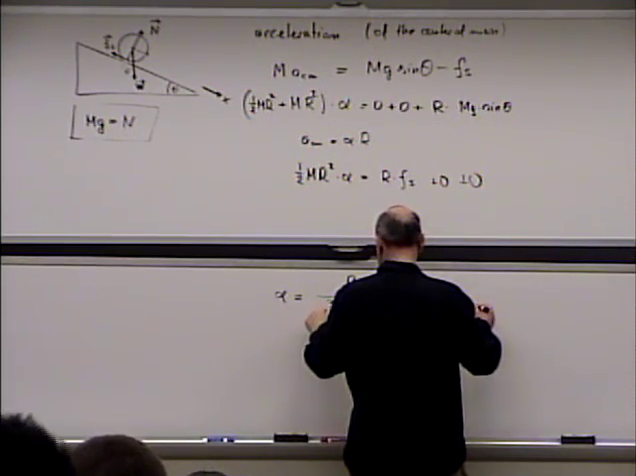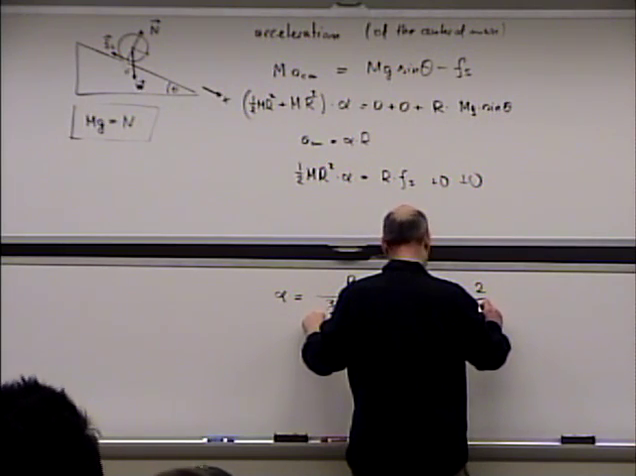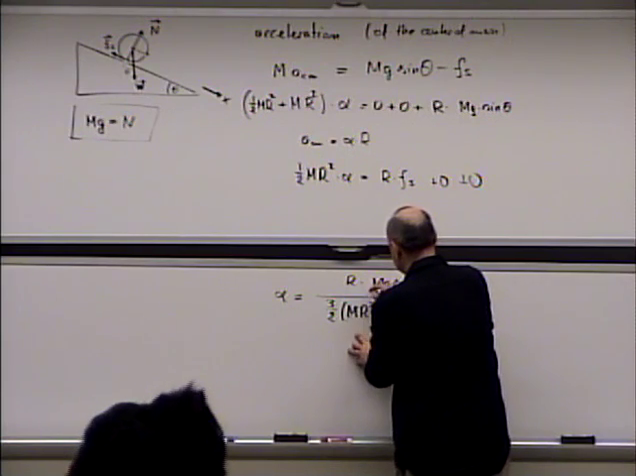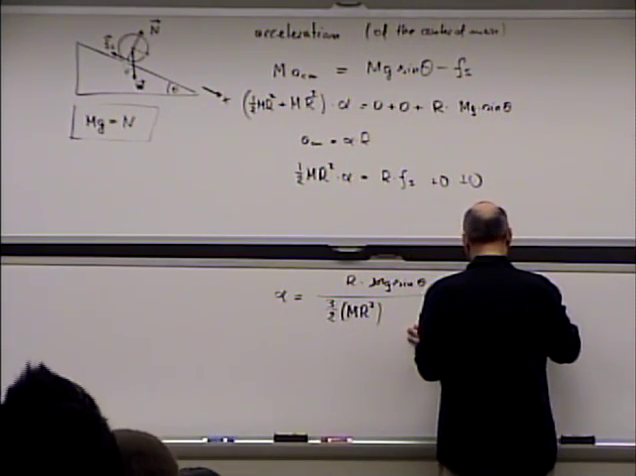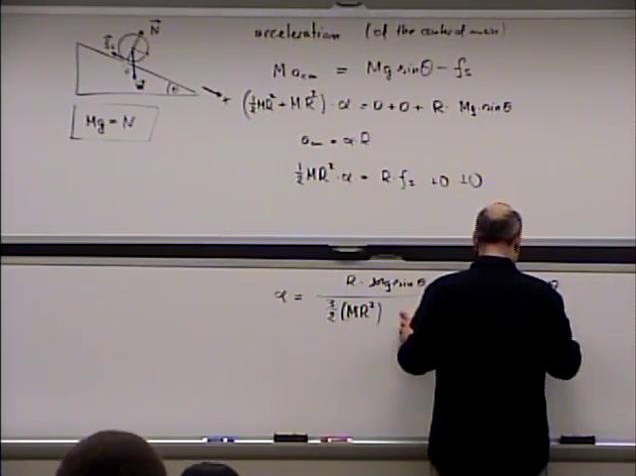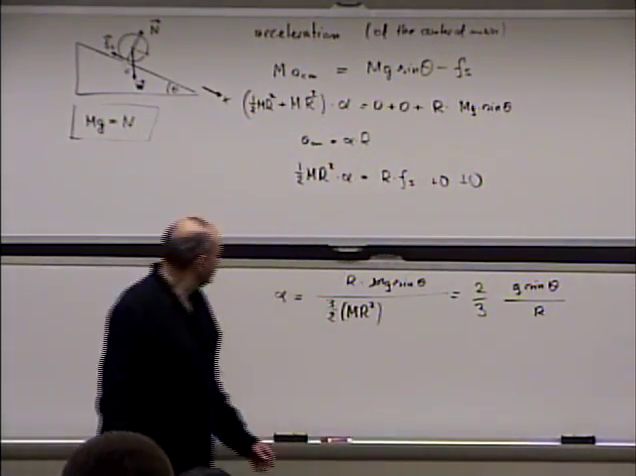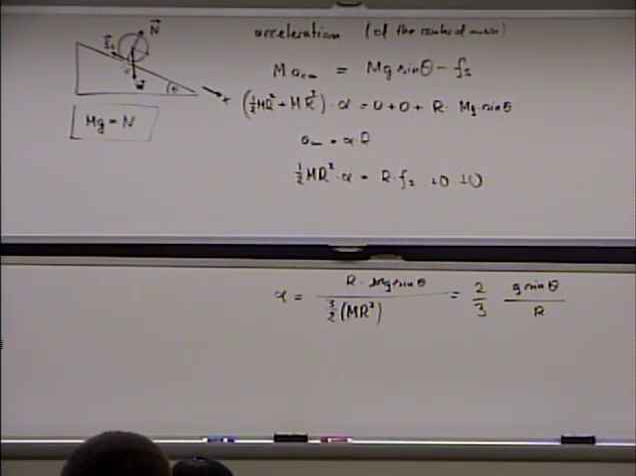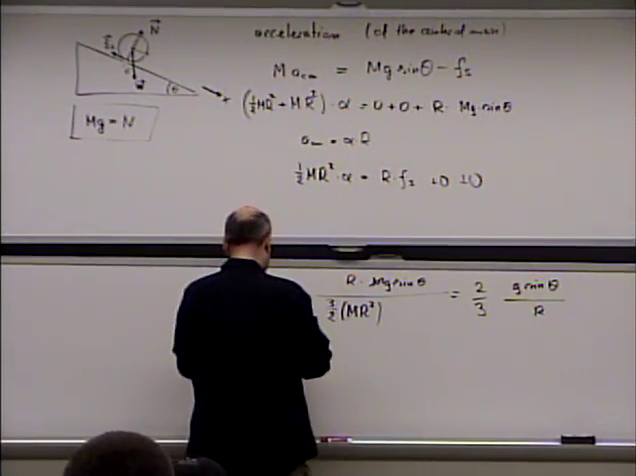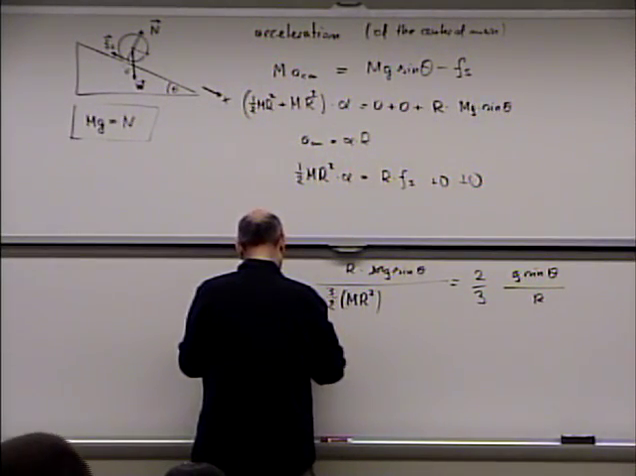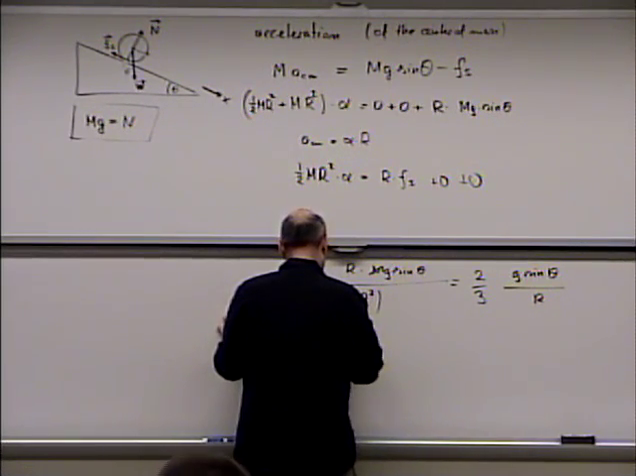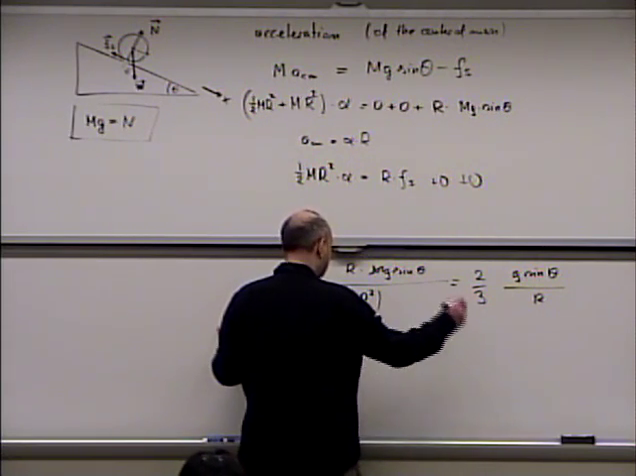Which means that if I simplify that, I will get 2/3, m and m cancels, g sine theta divided by radius. Okay, so this will be the angular acceleration. If we know the angular acceleration, now I can find out the acceleration, because I have to multiply this expression by the radius.